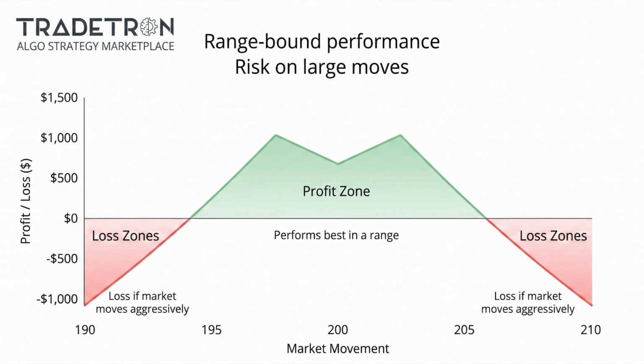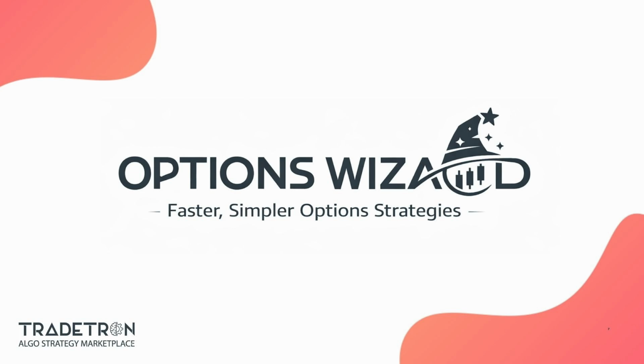The strategy performs best when the market stays within a certain range, but it starts losing if the market moves too aggressively in either direction. Because of this, the payoff graph forms a curved shape, with risk zones on both sides. So in simple terms, a ratio spread is a strategy where you buy fewer options and sell more options to create a non-directional setup with defined zones and controlled behavior.